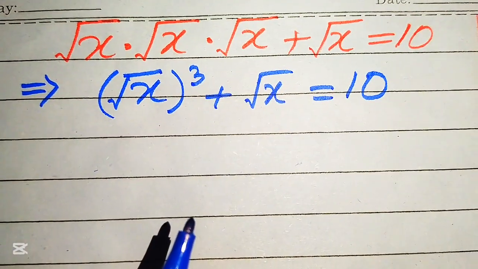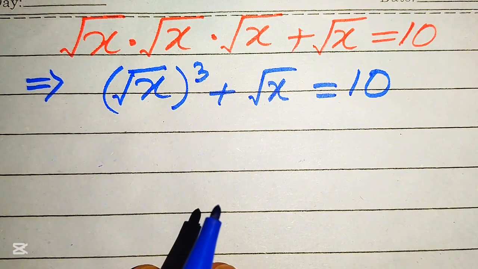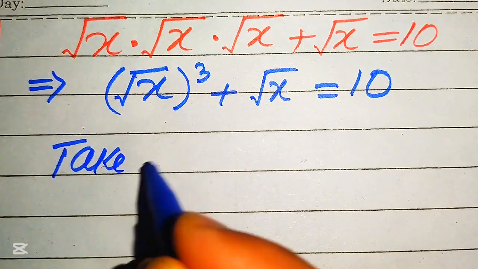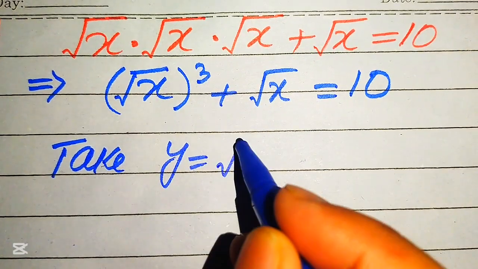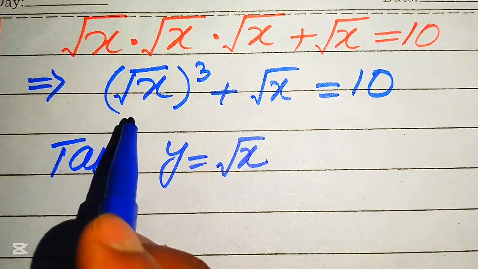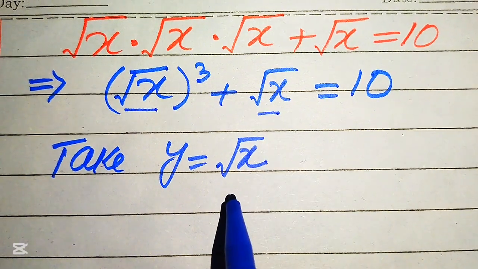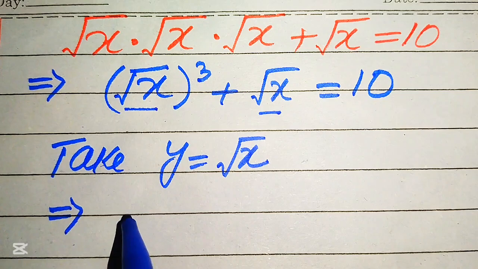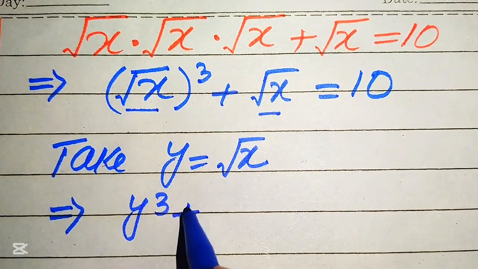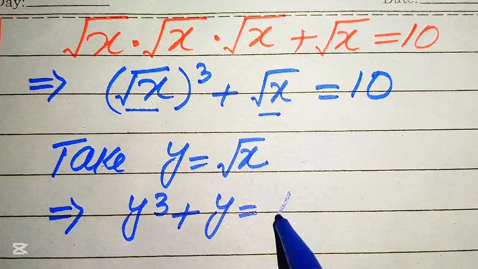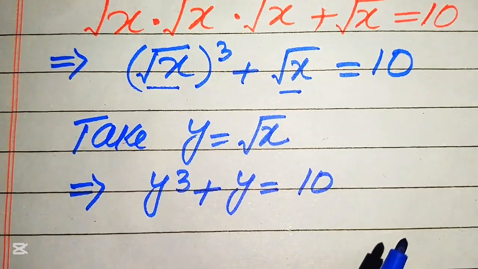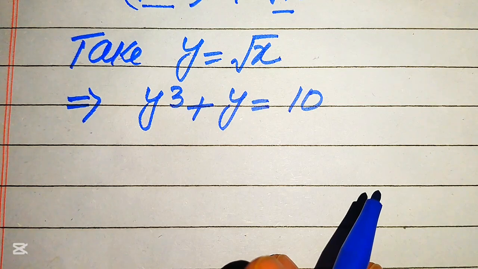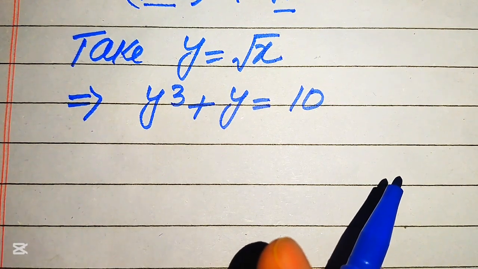And now first we need to convert this radical equation into a simple cubic form. So for this we take y equal to the square root of x. When we put this value into the above equation, it will be written as y cubed plus y is equal to 10. Now you see this equation becomes cubic in the y variable, and we can easily solve this cubic equation for the values of y.